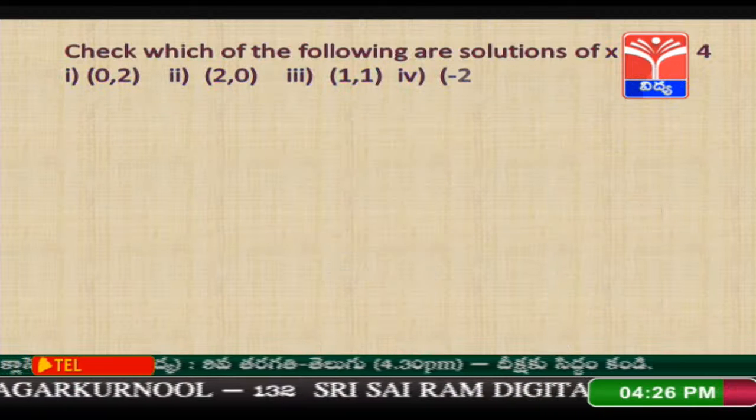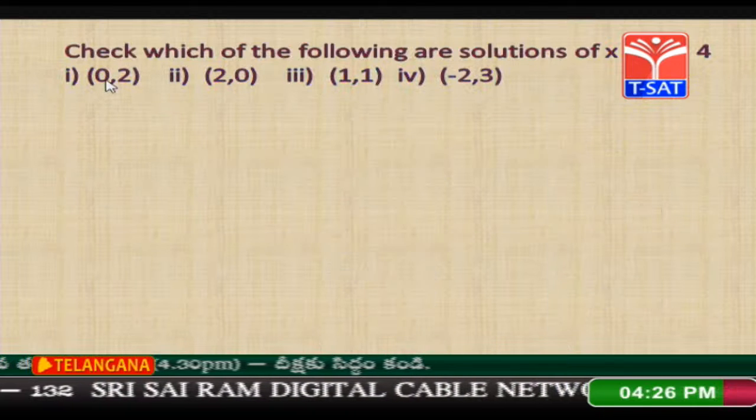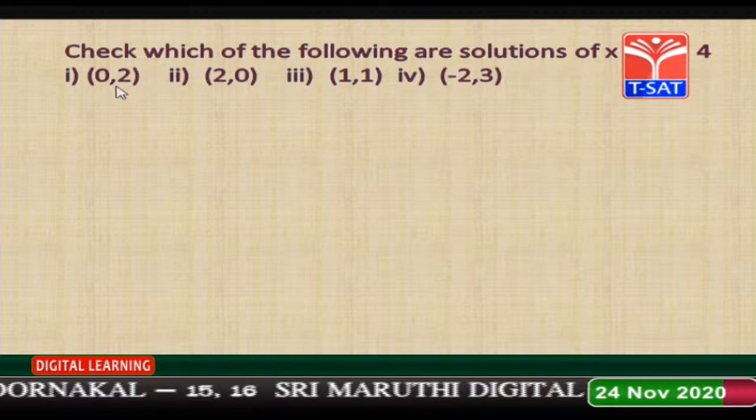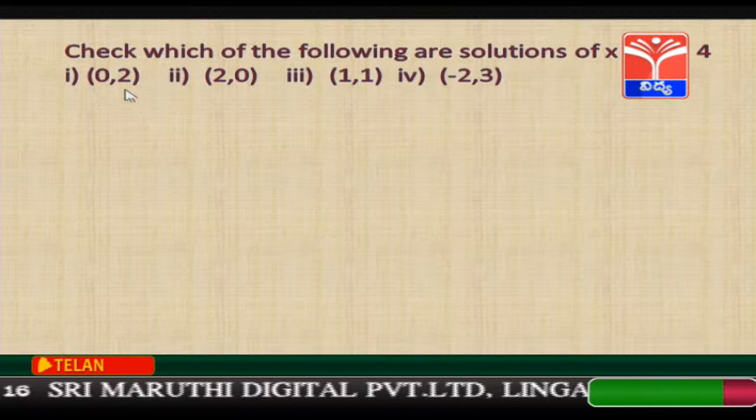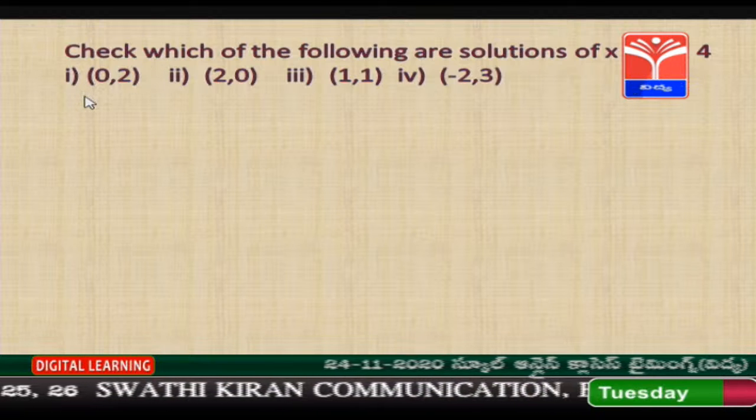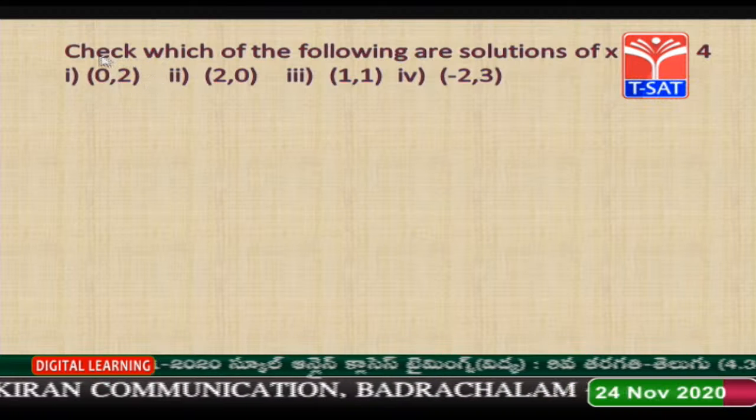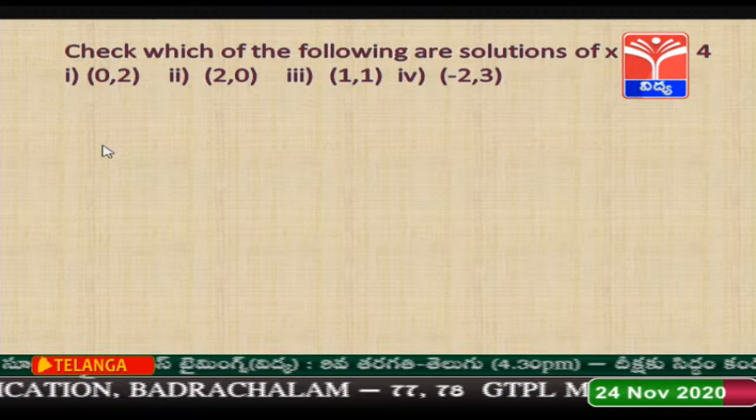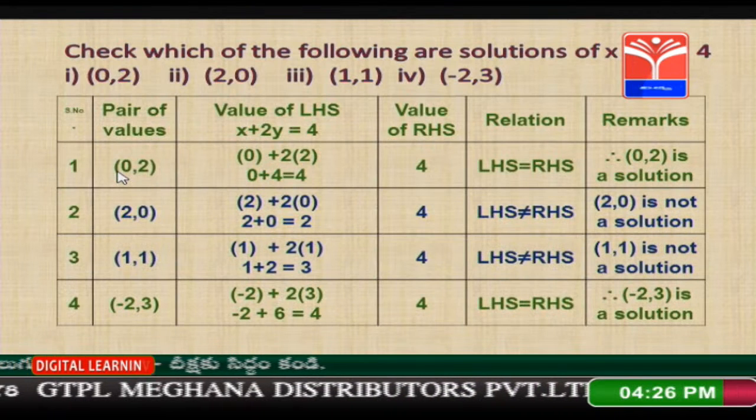Now, we have a question for you. Always the first value represents the x and the second value represents the y, that is the reason we call it an ordered pair. Now, here in this ordered pair, x is 0, y is 2. If this ordered pair satisfies that LHS, that is left hand side, is equal to right hand side, then you can say that that particular ordered pair is the solution of that particular equation. So, we will start with the table form, please see.